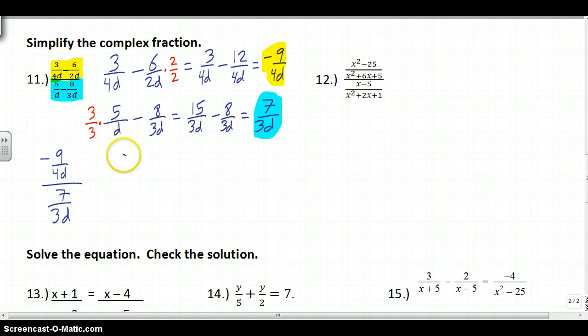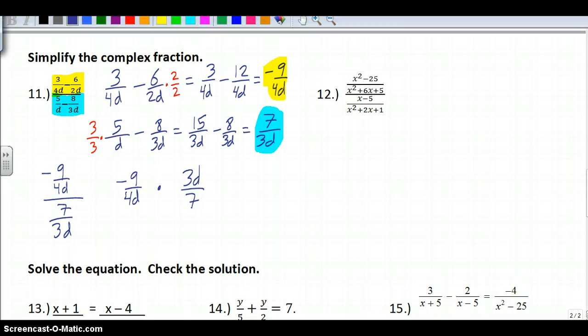Fraction over fraction. You can keep flip change. KFC. Keep the first fraction. Flip the bottom one, 3d over 7, and change it to multiplication. Alright, so the only thing left you have to do is cancel things out. You can go ahead and multiply them across the top and across the bottom if you want to, or we can just go ahead and cancel things as they are. I'm going to go ahead and cancel the d's, because those cancel, and really nothing else cancels here.